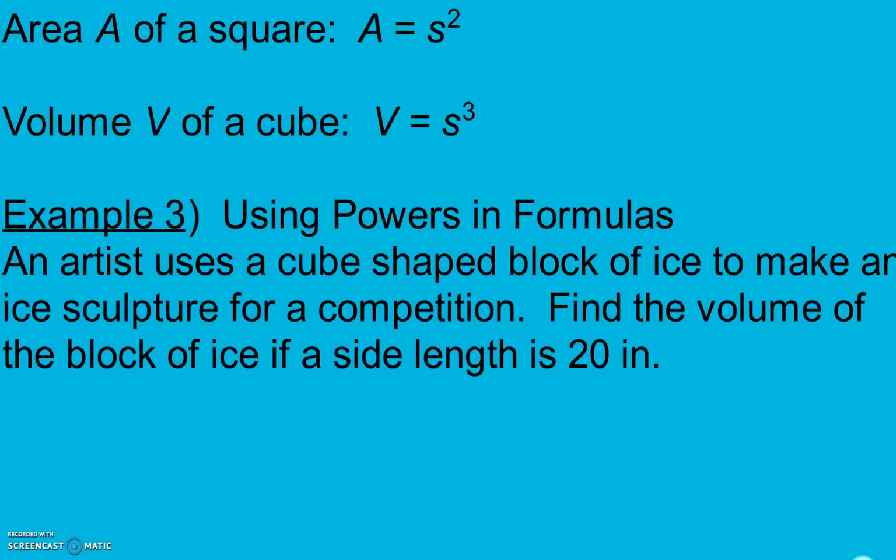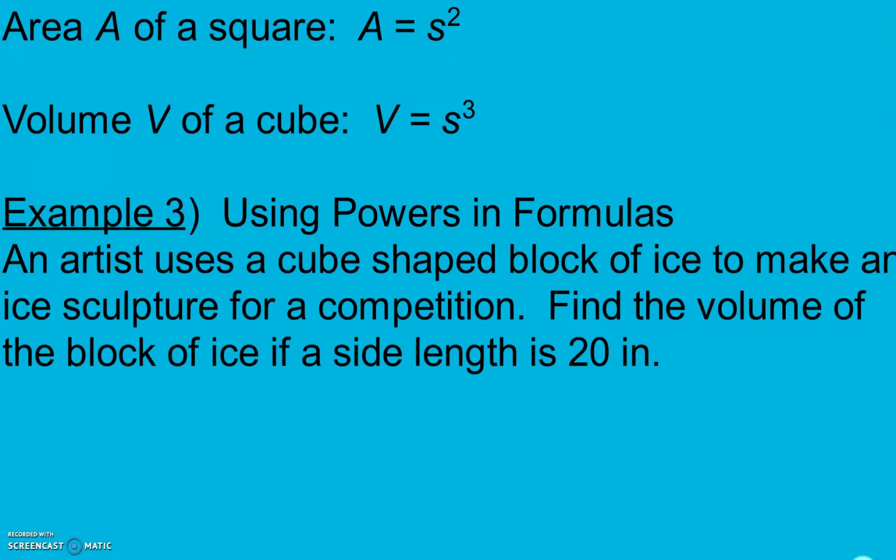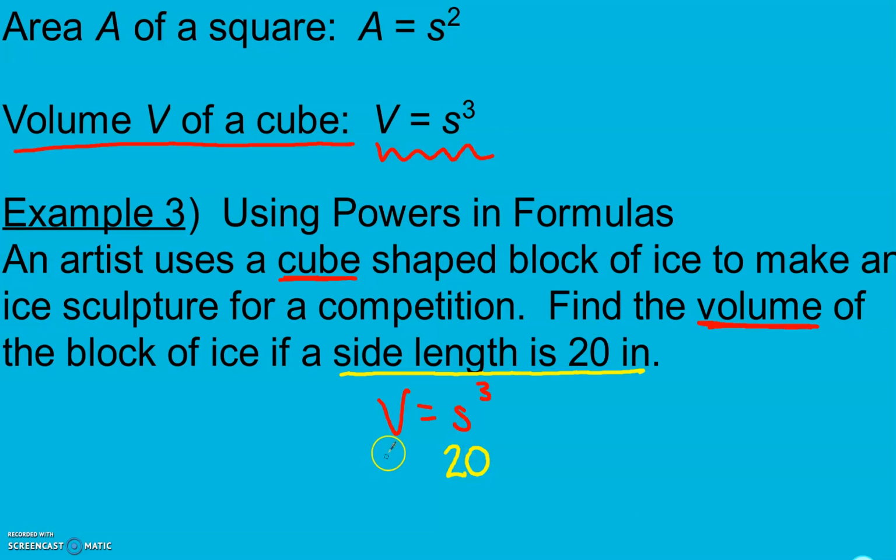An artist uses a cube-shaped block of ice to make an ice sculpture for a competition. Find the volume of the block of ice if the side length is 20. Well, here we are looking to find the volume, so I'm going to use the volume of a cube, and it told me it's a cube-shaped block of ice. So my formula is V equals S cubed. S stands for side length, and here it tells me my side length is 20. So instead of an S, I'm going to write a 20. I'm still looking for my volume, and it's still cubed.